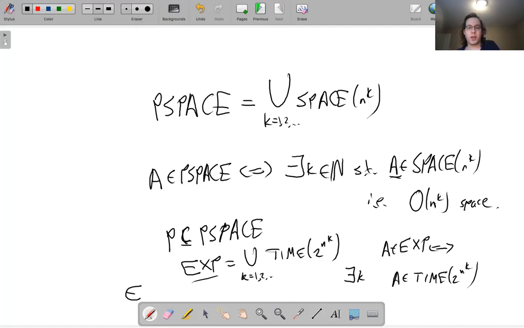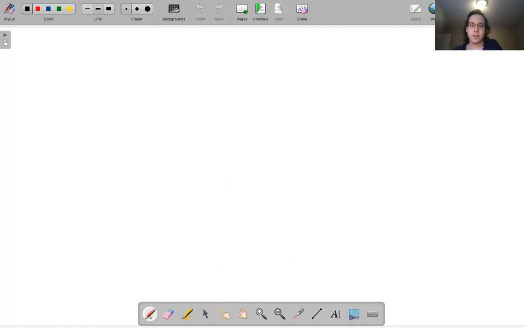Okay, and we can do EXPSPACE as well. EXPSPACE. That means what you think it means. It's the same thing as PSPACE, just with an exponential function, like 2 to the n to the k instead of n to the k. All right. So maybe the next thing to know is that PSPACE is actually a subclass of EXP.